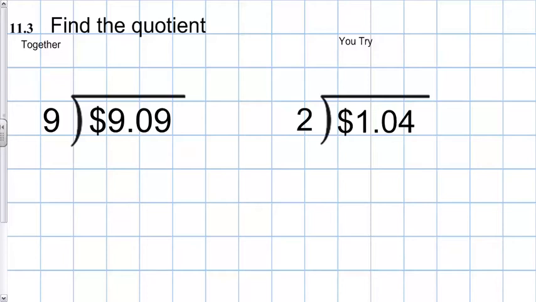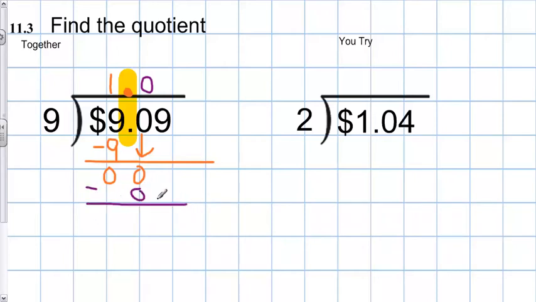Alright, this time, remember, money is decimals, so we're going to take a look at $9.09 divided by 9. Exact same process. I've got a decimal point, so I'm going to pull my decimal point straight up. And then divide normally. How many times does 9 go into 9? 1 time. So I have 9 that I'm subtracting, which is 0. Bring my other 0 down. How many times does 9 go into 0? 0. 9 times 0 is 0.